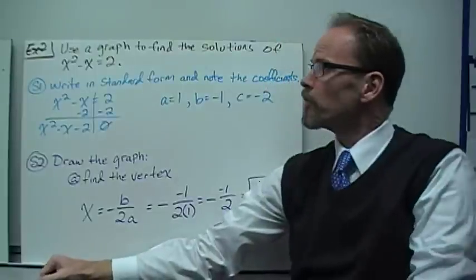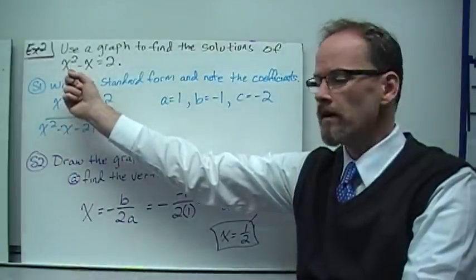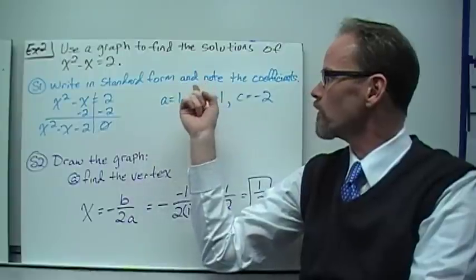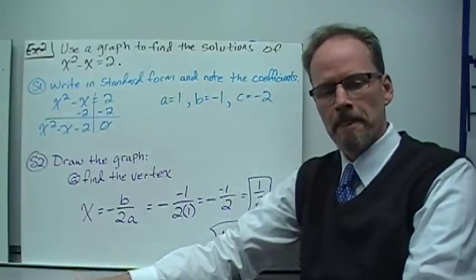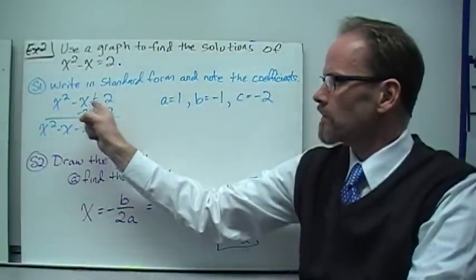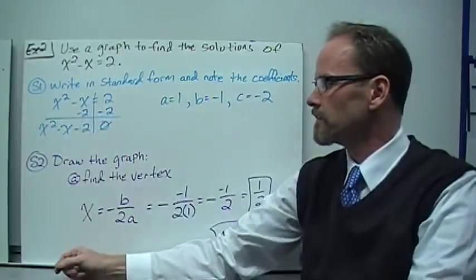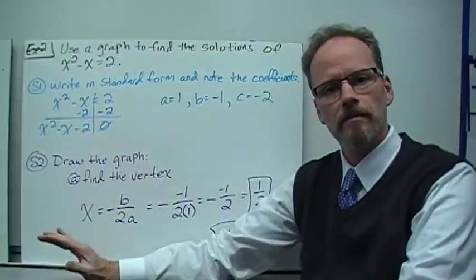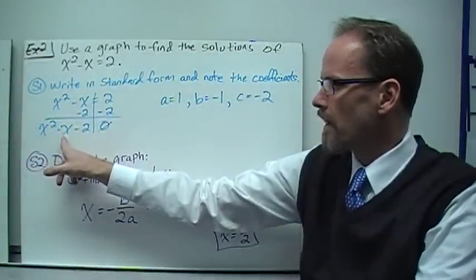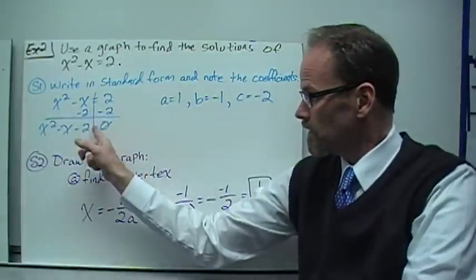So, example 2 here, we're going to use a graph to find the solutions of x squared minus x equals 2. Remember, step 1, first we need to write it in standard form, and we're also going to note the coefficients. We need the coefficients to help us in step 2. So, x squared minus x equals 2. Inverse operation on the 2. I need to get that on that side this time because I want to set it up as ax squared plus bx plus c, or in this case it happens to be subtract, equals 0.